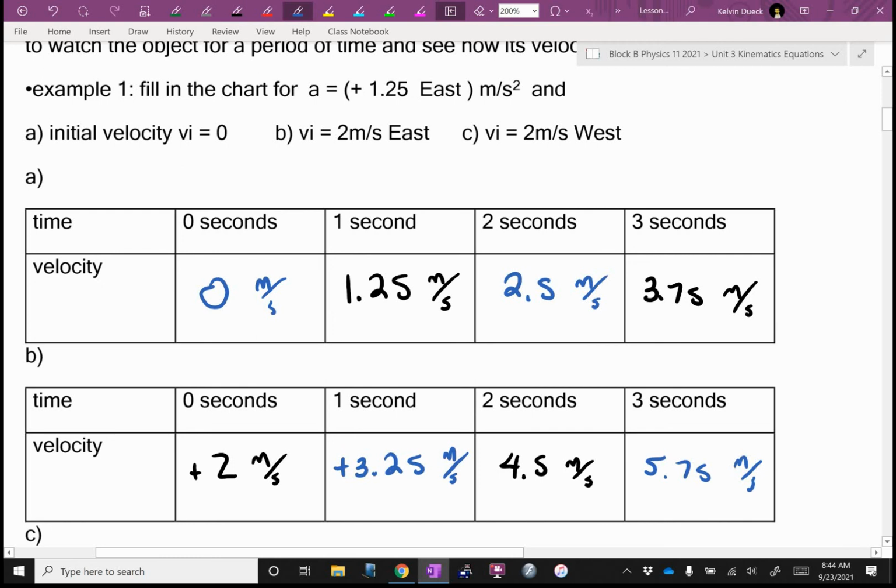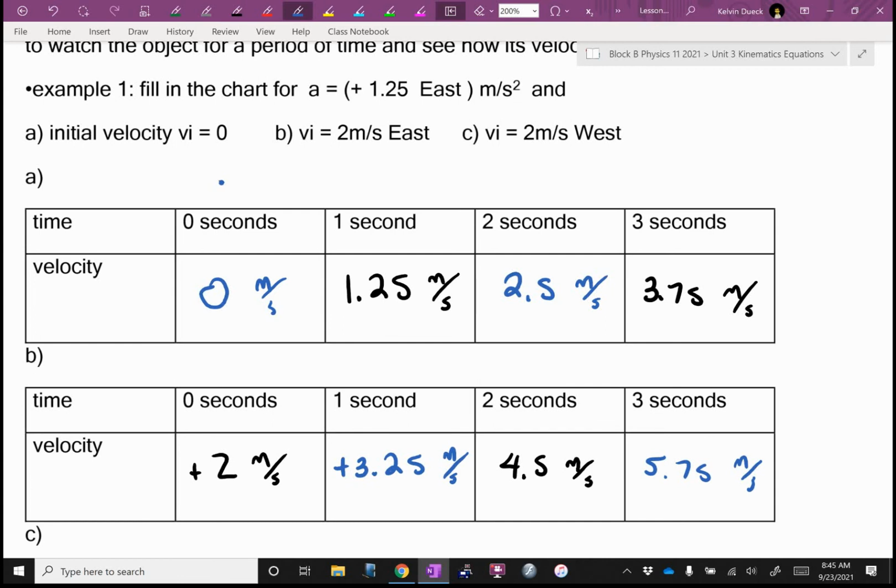Positive, positive, positive, east. So here's what's happening. This first situation, we started at 0 and we're speeding up. So after 3 seconds, we're going that fast. You would notice this car is speeding up. This second situation, we didn't start at rest. We didn't start at speed 0, but you would say, oh, I saw a car, it was already moving, and I can see it's speeding up.